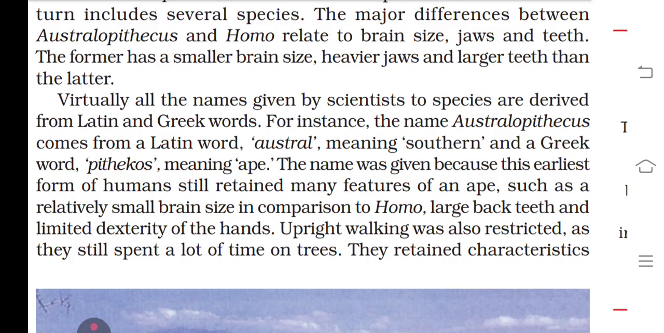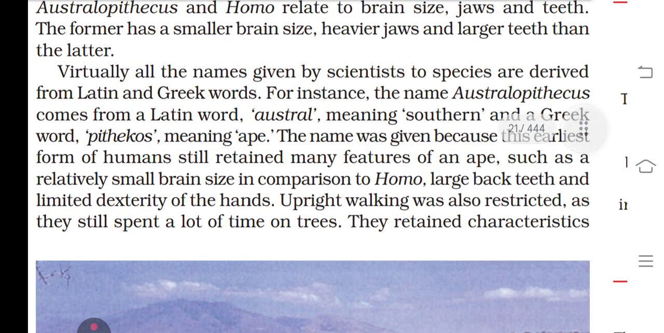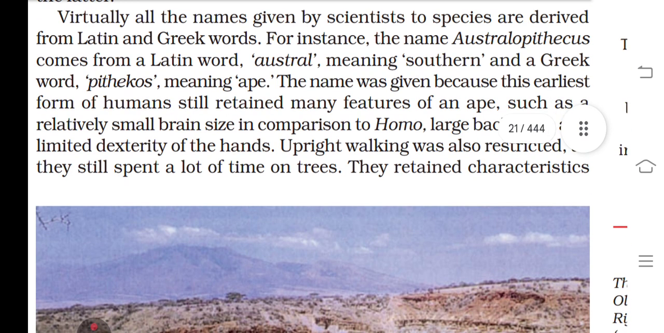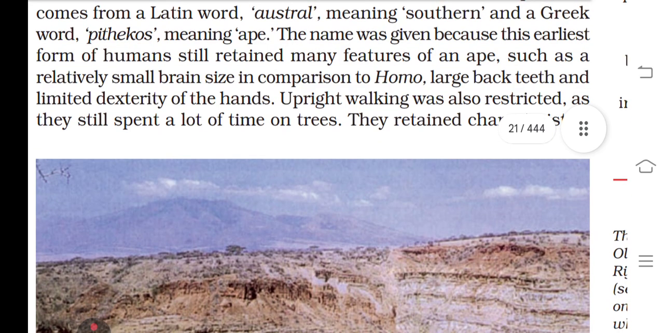The former have a smaller brain size and larger teeth, and the latter vary in the names given by scientists. The two species' names are derived from Latin and Greek words. For instance, the name Australopithecus comes from the Latin word australis, meaning southern, and the Greek word pithecus, meaning ape.